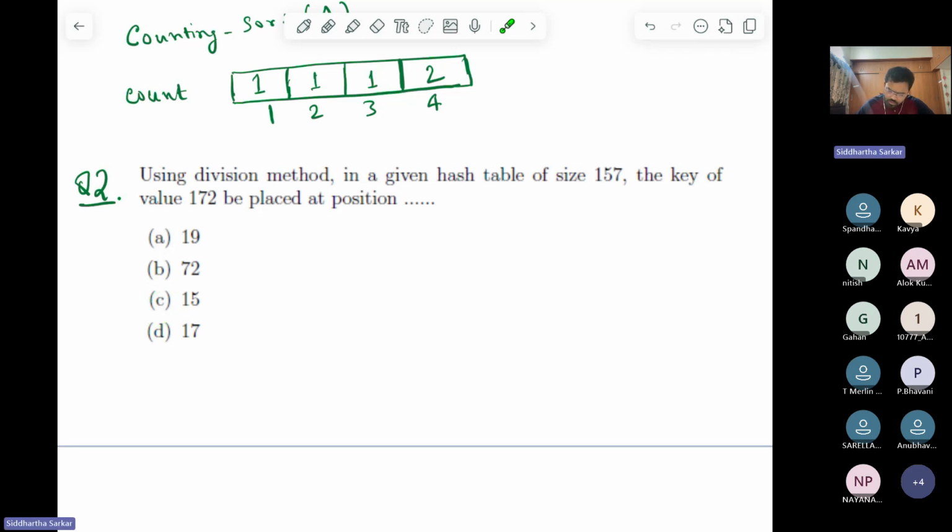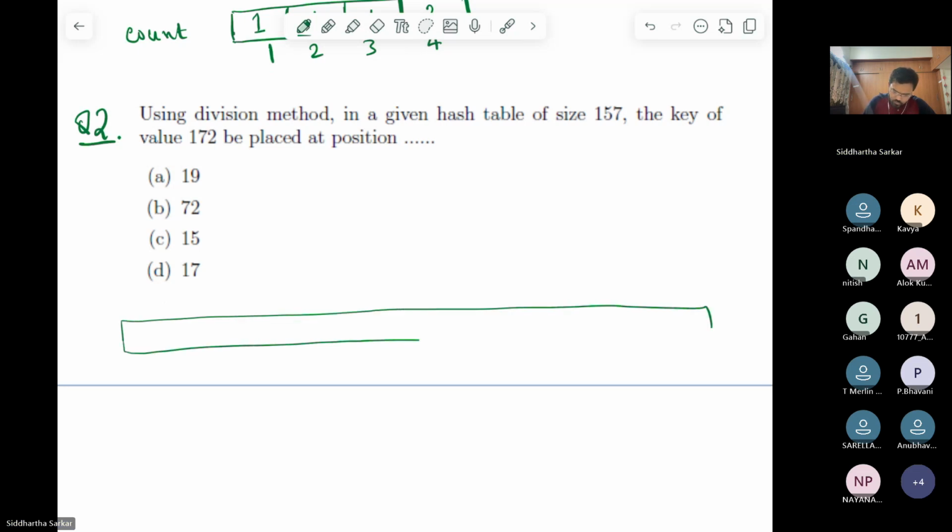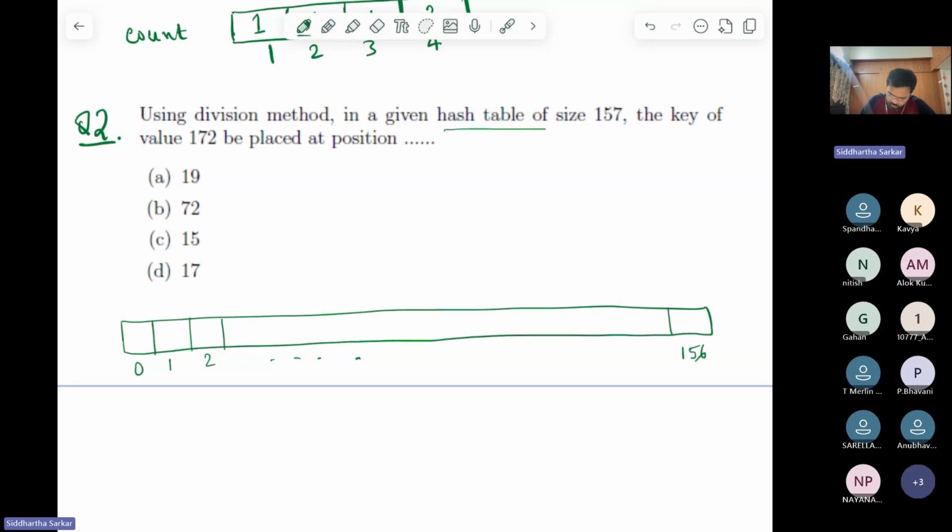So you have seen what is a hash table. So there are 157 slots in the hash table. So how does it look? So let us say this is the hash table. There are 157 slots. So let us say this is the 0th slot, this is the first one, this is second one, and so on. Okay, so the last slot is 156. So that the total hash table size is 157.